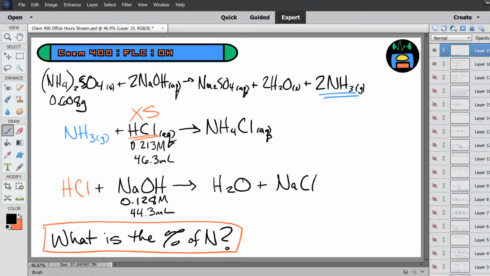All right, so here's the deal. The percentage of nitrogen, and this is going to be a mass percent, is the grams of nitrogen, which we don't know, over the total mass, 0.608 grams, times 100. All right. I'm going to change the color of this thing down here.